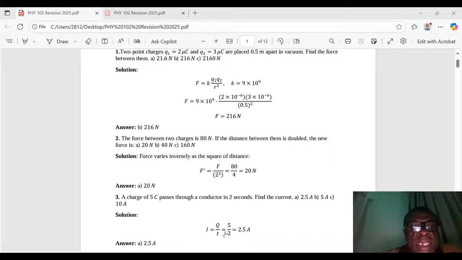So number 3, a charge of 5 Coulomb passes through a conductor in 2 seconds. Find the current. A 2.5 ampere, B 5 ampere, and C is 10 ampere. We know the formula for calculating the current is charge over time, and the charge here is 5 Coulomb, time is 2 seconds. So if you divide that, you have 2.5 ampere, and the correct answer is A.